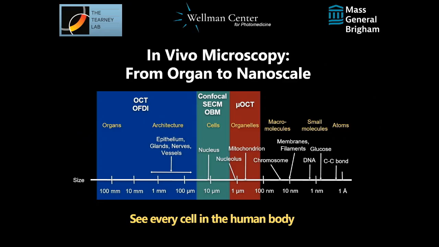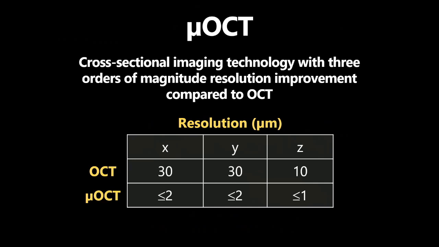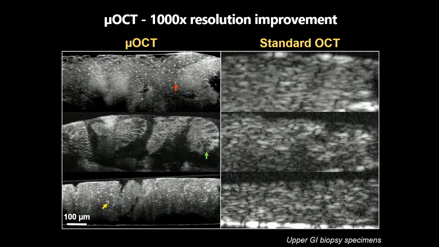All right, so I'm just going to finish up my lecture by talking about micro-OCT, which is our highest resolution imaging technology. It's similar to standard OCT, but it has an order of magnitude better resolution in every dimension compared to standard OCT. And when you do that, you get much better images. These are biopsies imaged by standard OCT on the right and micro-OCT on the left. And with micro-OCT, you can actually see individual nuclei.